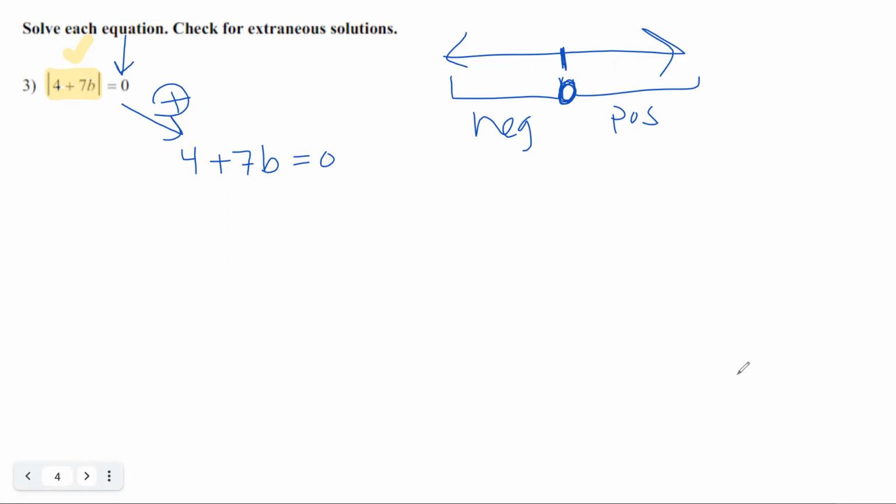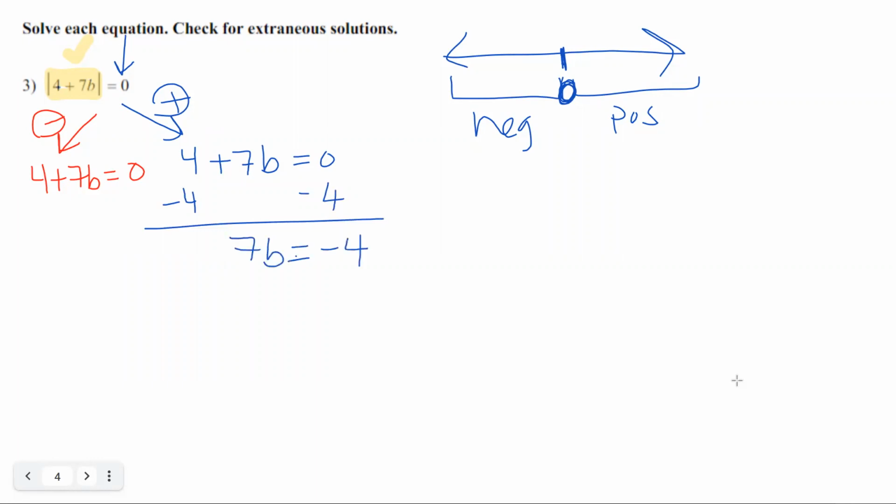So really, we're only going to have to solve one. It doesn't make sense to set up my negative side of the equation. 4 plus 7b is equal to 0 is the same thing, because 0 is not positive nor negative. So really, we're just solving one equation right now. To solve for b, the variable in this instance, we will subtract 4 from both sides. And I get 7b equals -4. Divide by 7. We get b is equal to -4 divided by 7.